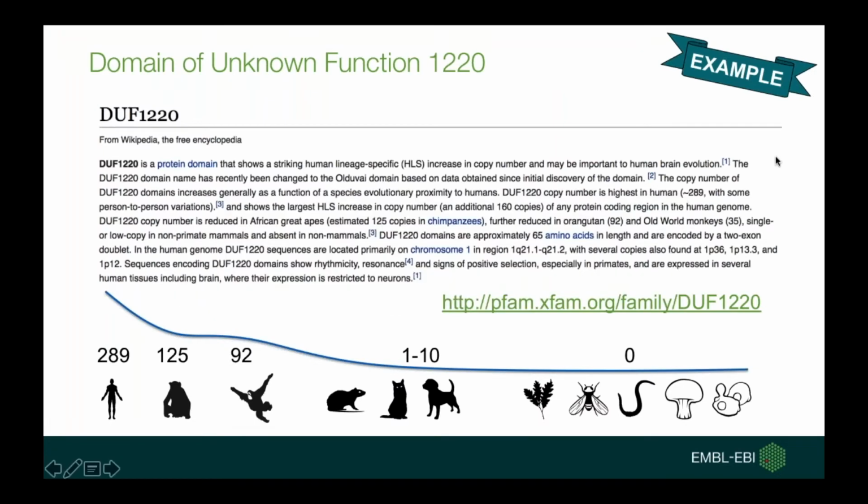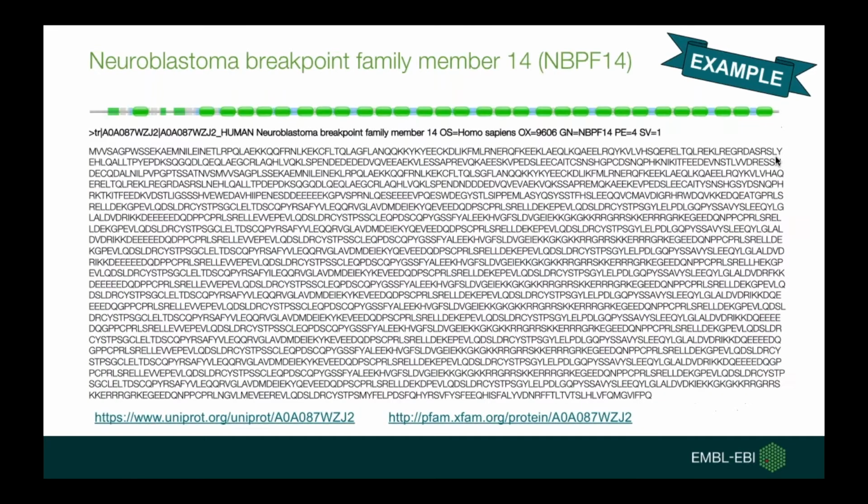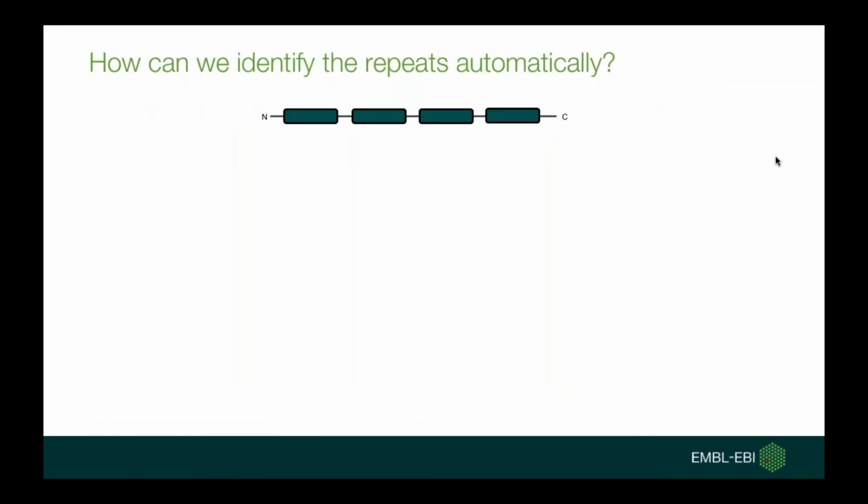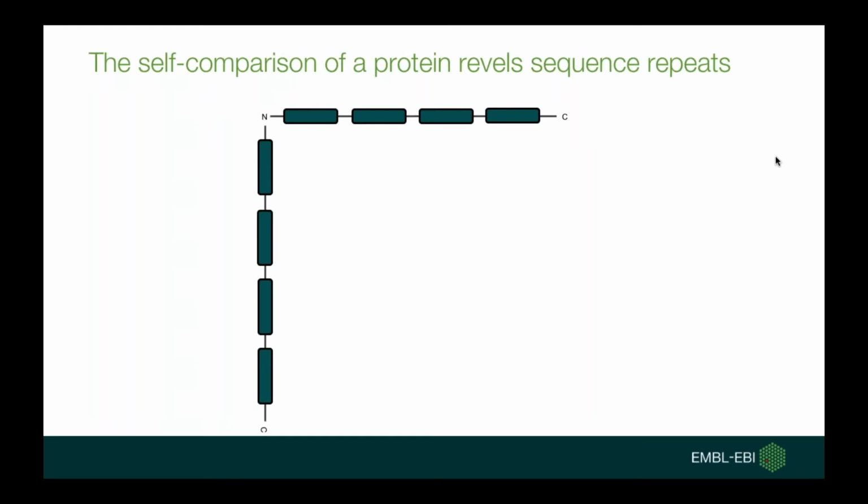Okay, so we've identified one protein that contains tandem domain repeats, but then we want to study it further. So this is the protein we've just seen. Once we have this protein sequence, how can we identify the repeats automatically? Because you have seen that identifying them by eye was a hard task, and we don't want to do that for millions of proteins. So the easiest thing we can do is just compare one protein against itself.